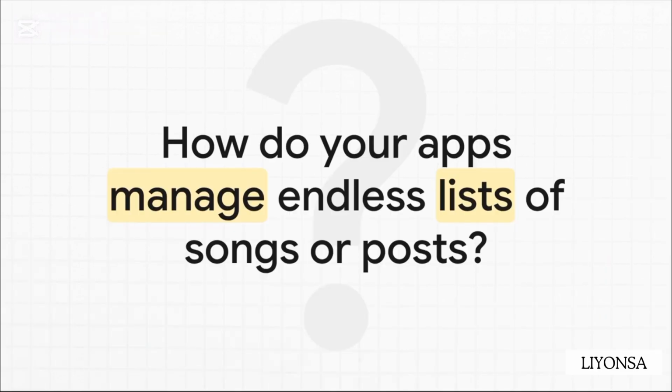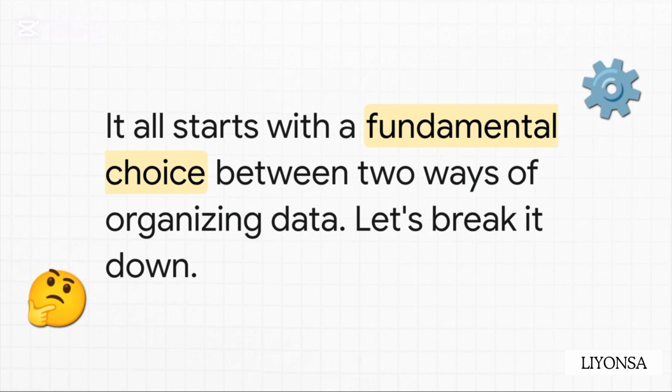Your phone's contact list, that Spotify playlist you're always adding to, your never-ending social media feed, at the end of the day, they're all just lists. So how does the software behind the scenes handle all that, letting you scroll and add and delete stuff in like the blink of an eye? Well, it's definitely not magic. It all comes down to a fundamental choice between two different ways of organizing that data. And we're going to break that choice down right now.